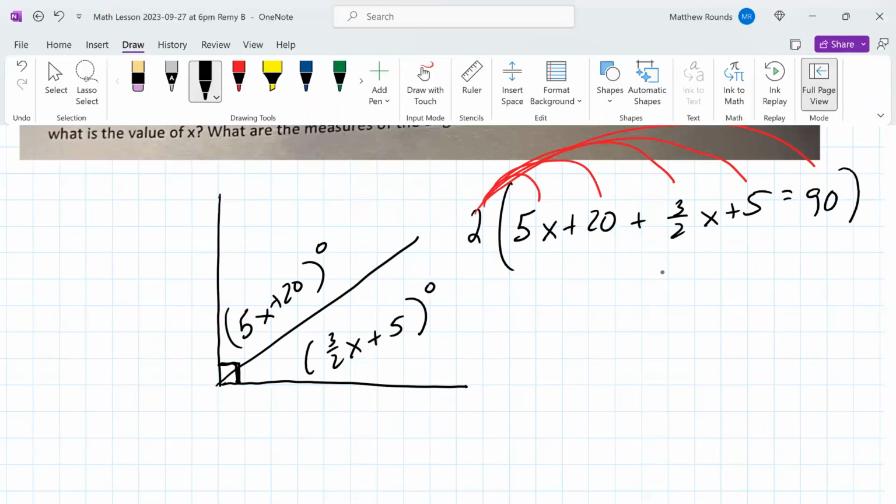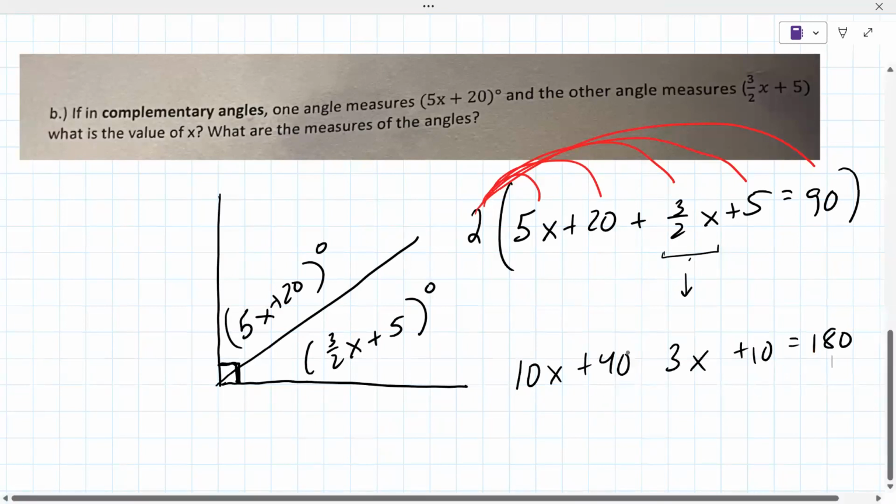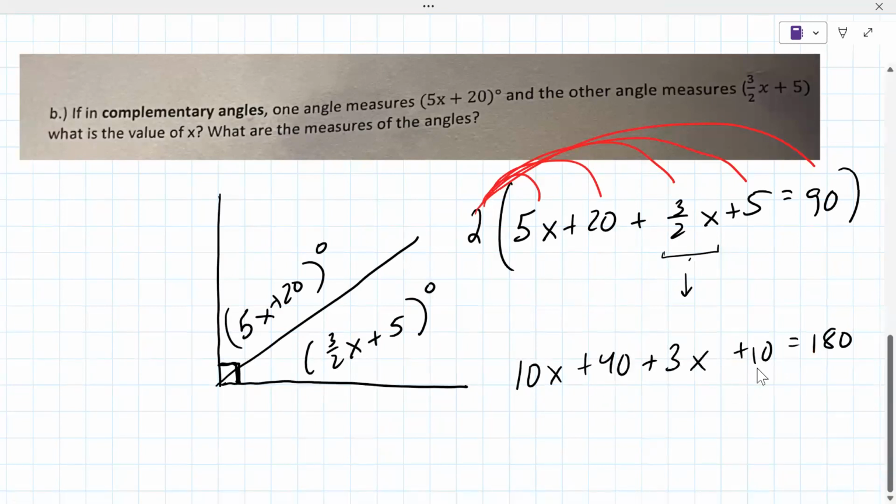Sorry, I was mostly interested in this. What is this middle one here? What do you got for the final? 3x? So you got 10x plus 40 plus 3x plus 10 equals 180. Now this is just like the previous problem where you need to combine like terms, like 40 and 10, and 10x and 3x. So go ahead and work this out, please.